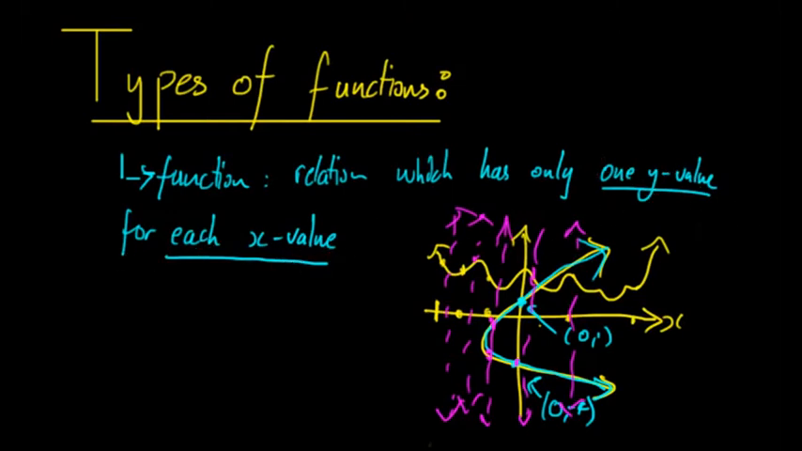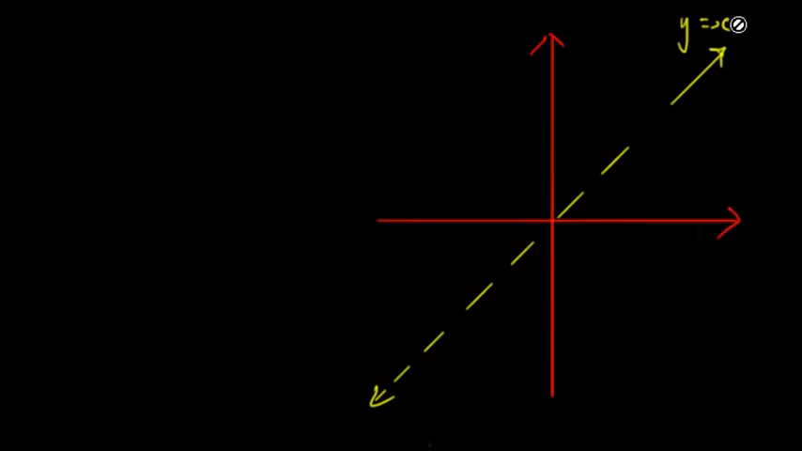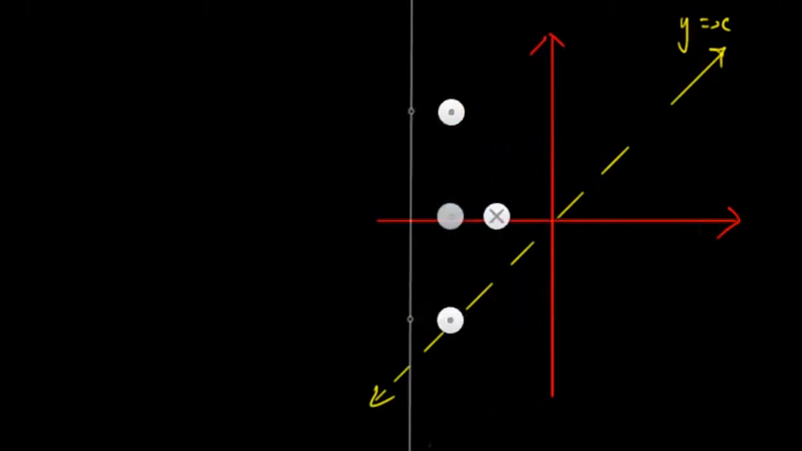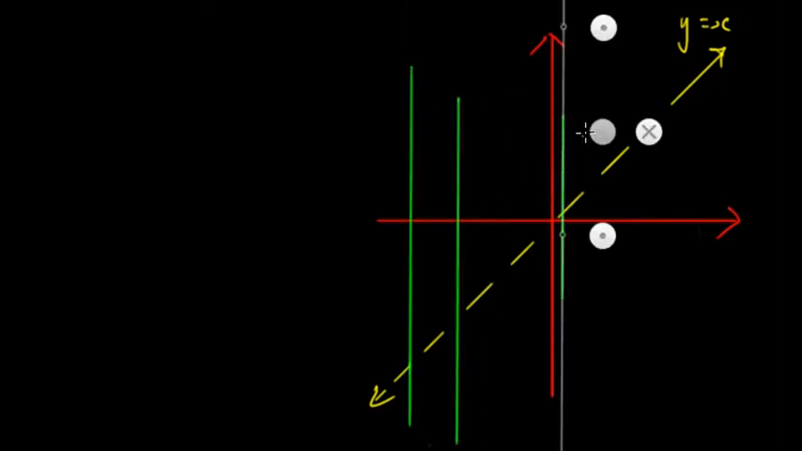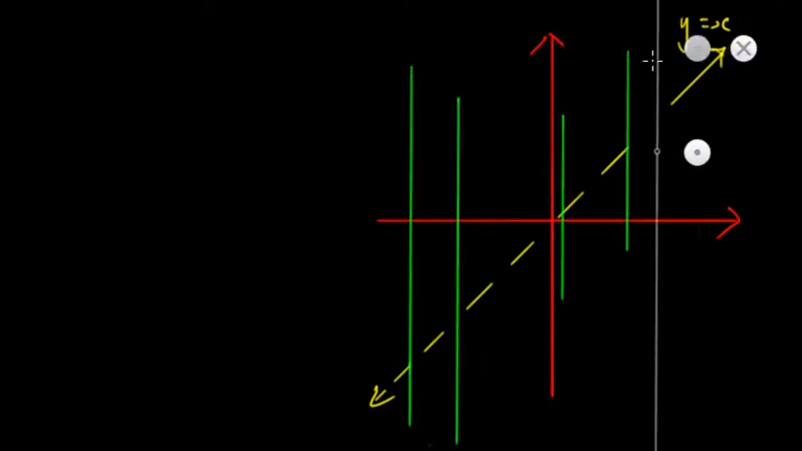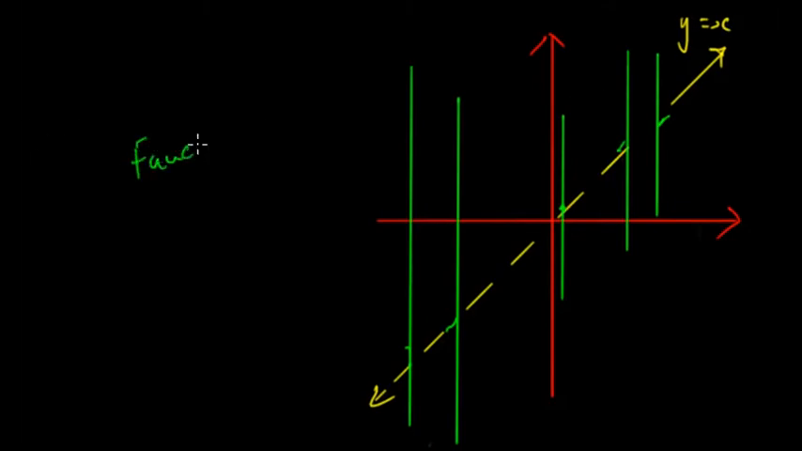So we'll do some examples of the next three functions. Firstly, we have the line y equals x along here. If we take a vertical line, we can look at every point. There's only one intercept at each point, and you can go all the way along and see that, yes, y equals x is a function.